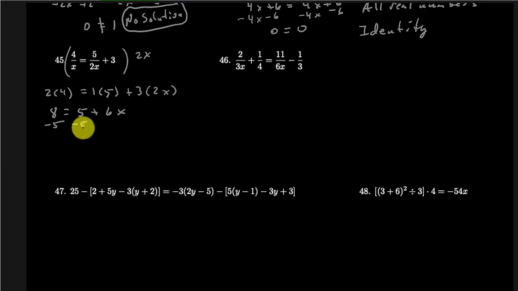Subtract 5 from both sides. And that's going to leave us with 3 equals 6x. Divide both sides by 6. x is equal to 1/2.